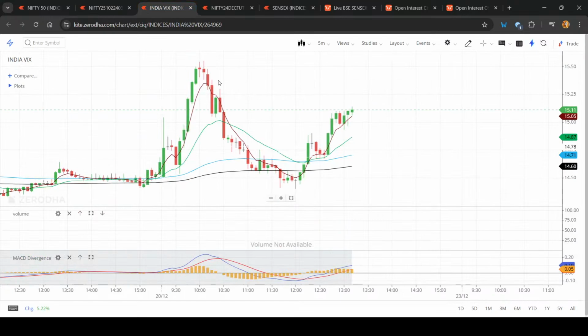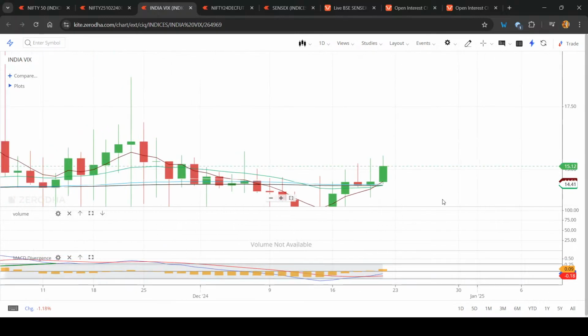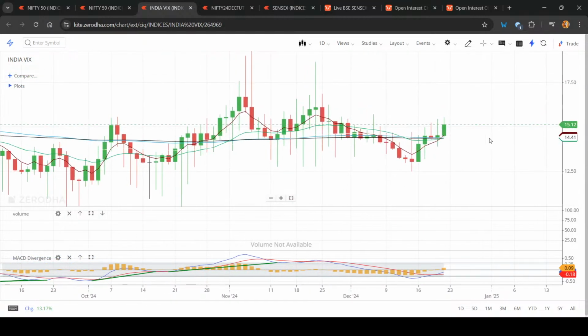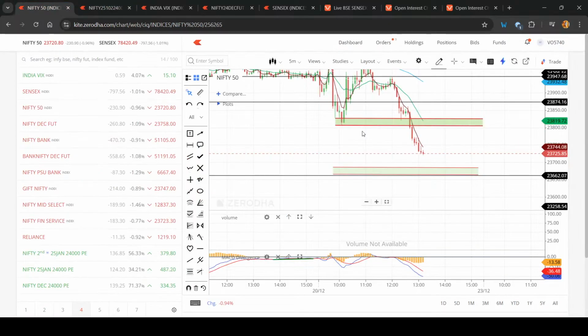Okay, India VIX is above 15, and I think if we are successfully closing above the level of 15, which we have not done since past so many days, since December, then we have a prospect of going till 16, 17. And guys, what happened in November, the fall which came when we were at 16, 17? So let's just observe.